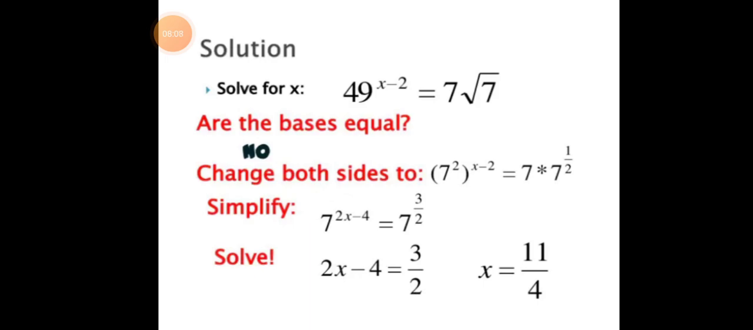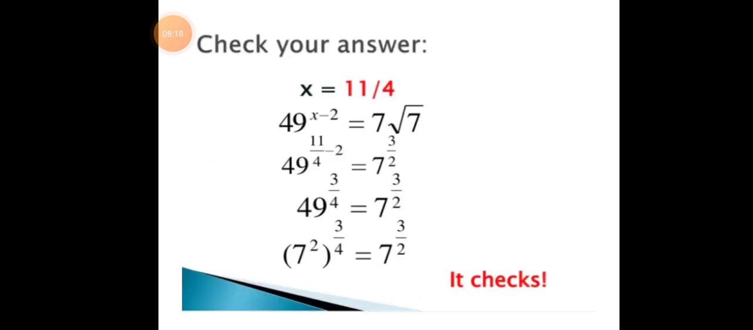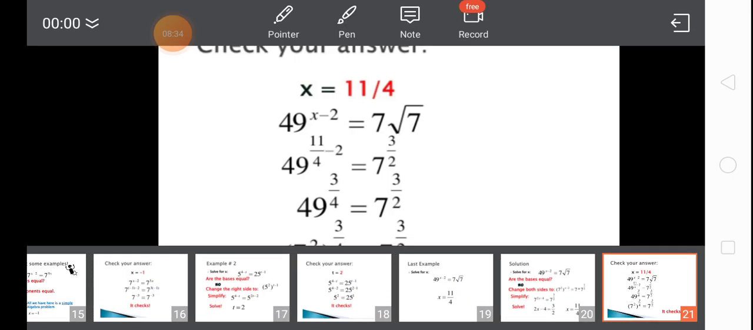We need to change both sides so that the bases become equal. So we changed and solved it. Then we check the answer. Check your answer: x equals 11/4. So we got it, and it is checked.